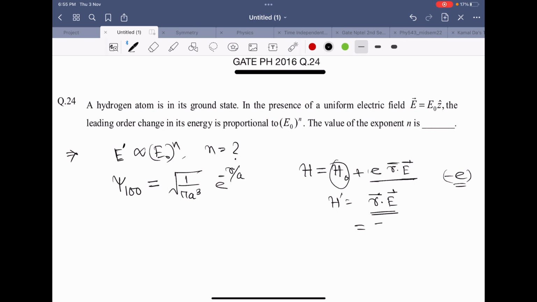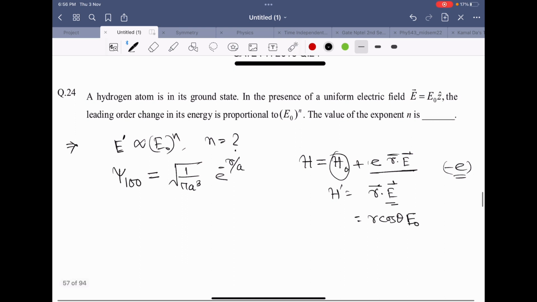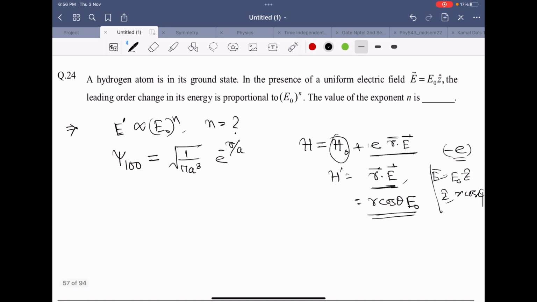So obviously it will be E naught Z. The Z component of r is r cos theta, so it will be r cos theta E naught. This came from E being E naught Z cap, and taking the dot product with r, and the Z component of r is r cos theta. So from there we have got this value of H prime. So let's first calculate the first order correction.